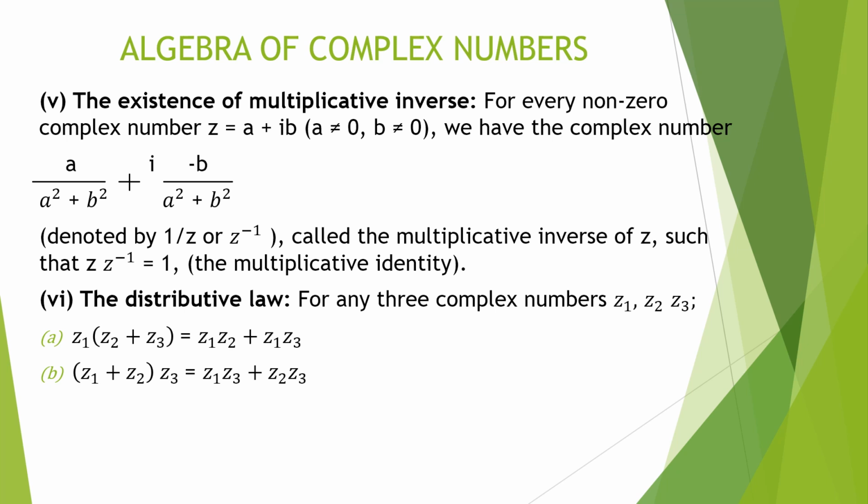The distributive law also holds. Z1 into (Z2 plus Z3) is Z1 Z2 plus Z1 Z3, and (Z1 plus Z2) into Z3 is Z1 Z3 plus Z2 Z3. You need to remember how to find the multiplicative inverse.